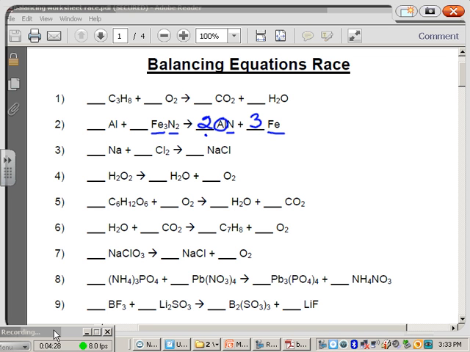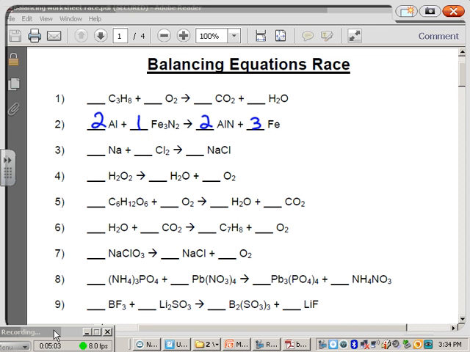So now I have 2 aluminum on the product side, so I have to put a 2 over here. And now I have equal numbers of each atom. I have 2 aluminum over here, 3 iron over here, and I have 2 nitrogen and 2 nitrogen. This coefficient makes it 2. So it is a 2, 1, 2, 3. That is what the actual balanced equation should look like.